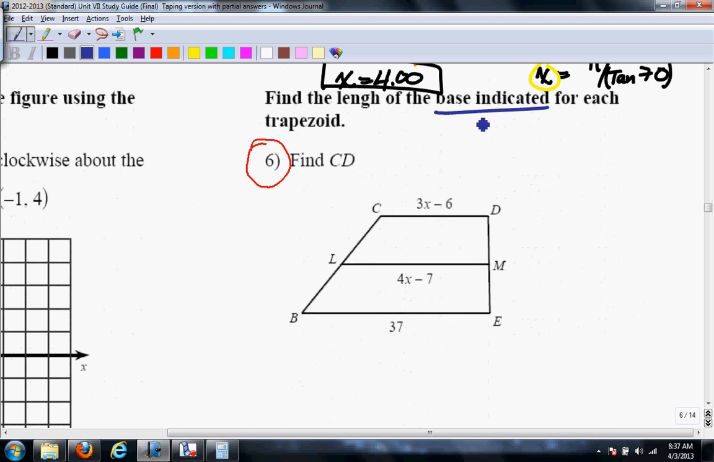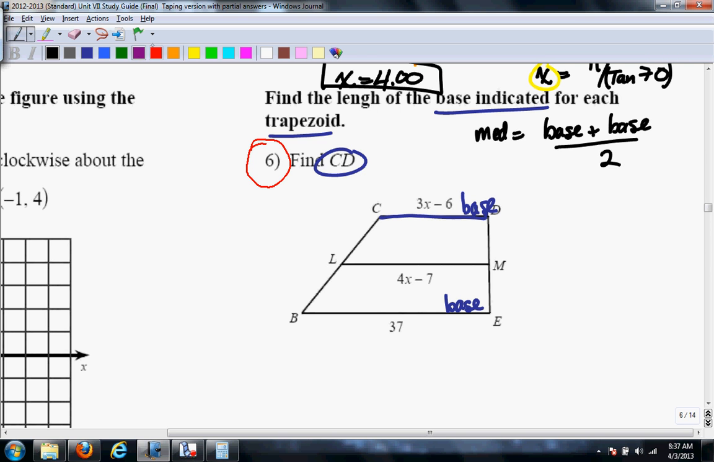Here it says, find the length of the base indicated for the trapezoid. We want to ultimately find the base CD. Now, the minute you see the word base, you should be writing the following equation that includes bases, which is the average of the bases equals the median. So we write median equals base plus base over 2. The median equals the average of the bases.